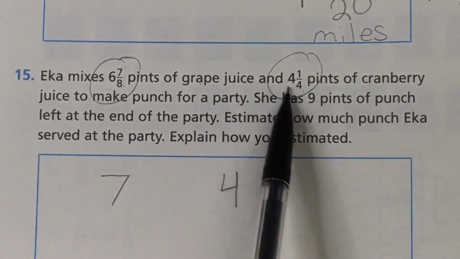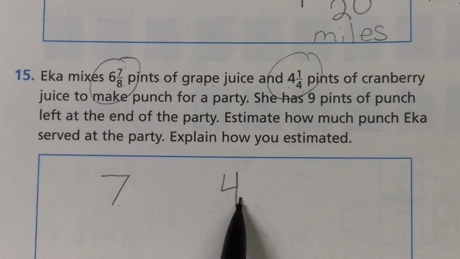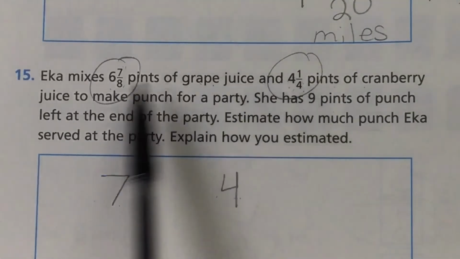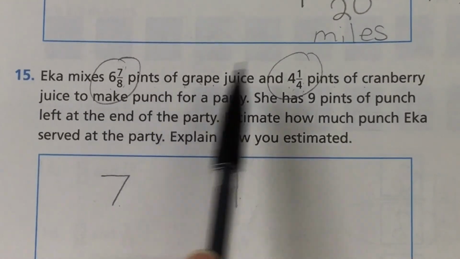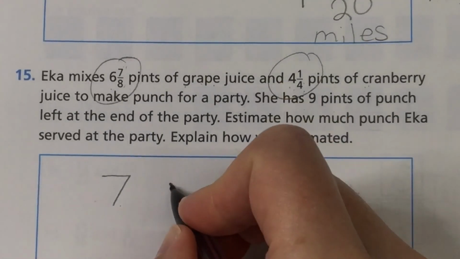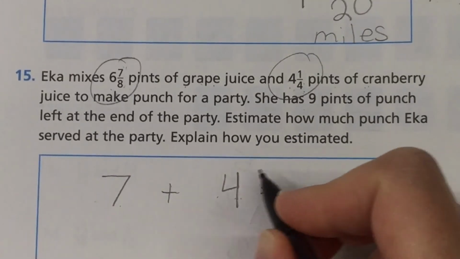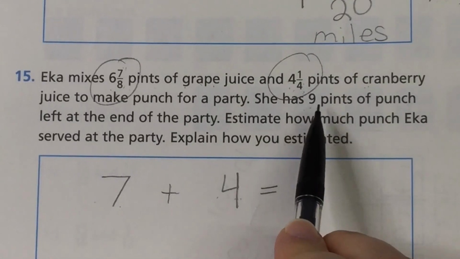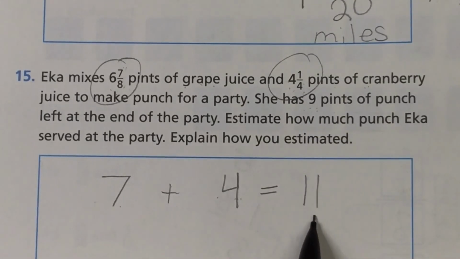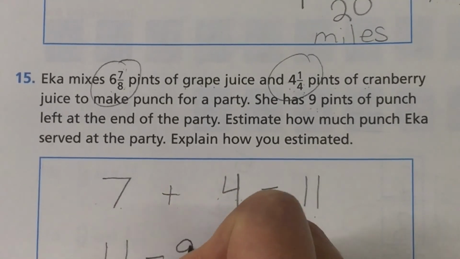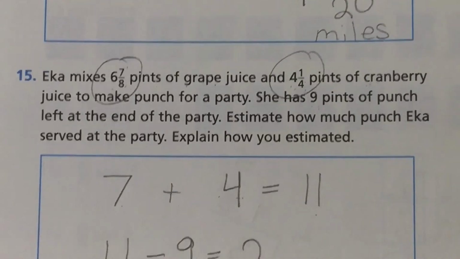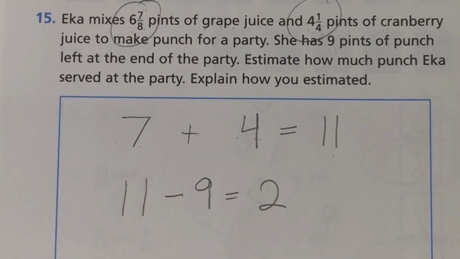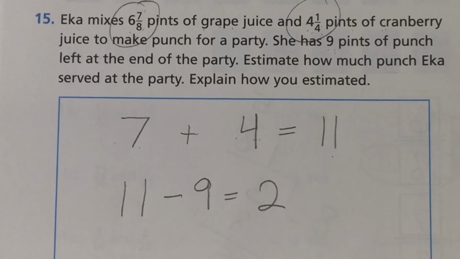First of all, we have to figure out how much she made. So 7 plus 4 is going to tell us how much she started with. We can't just go with one of these numbers because remember she puts grape juice and cranberry juice together. So 7 plus 4, 8, 9, 10, 11. Okay, now she has 9 left at the party. So if she started with 11 and she ends with 9, what do we need to do? We need to subtract. 11 minus 9 equals 2. So she served 2 pints.